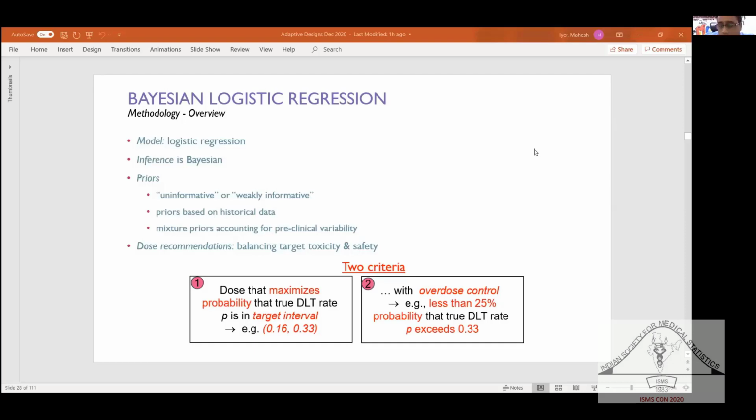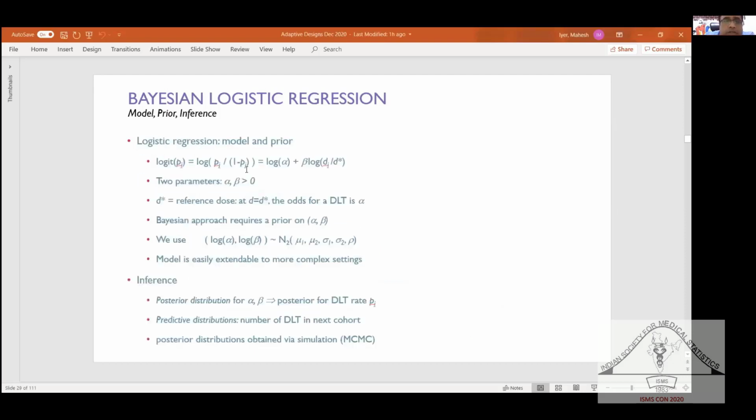So this is, for example, a very simple model. It's just called a 2-parameter model. Logit of pi is log of pi over 1 minus pi, which is the regular thing that you know how to do. It's log of alpha plus beta log of di over d star, where those are the reference doses. Di is the actual dose level that you're trying to look at. And this has only 2 parameters, alpha and beta, right? But you can actually extend this to many more parameters. I mean, we sometimes run 16 parameter logistic models. And then you have the regular priors and so on.